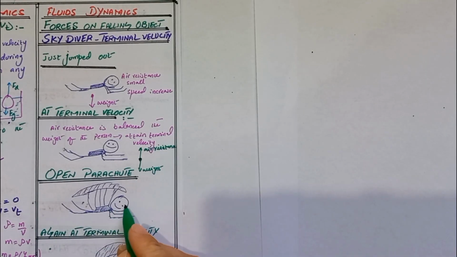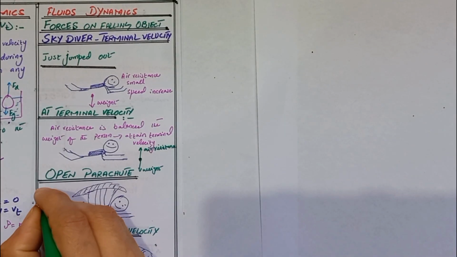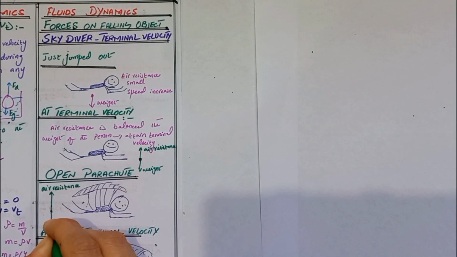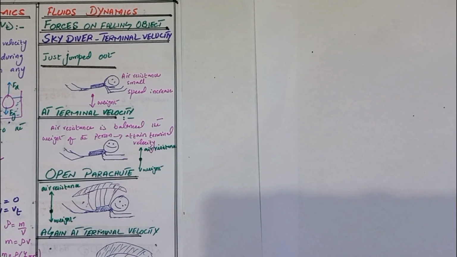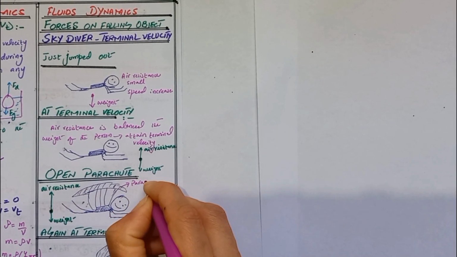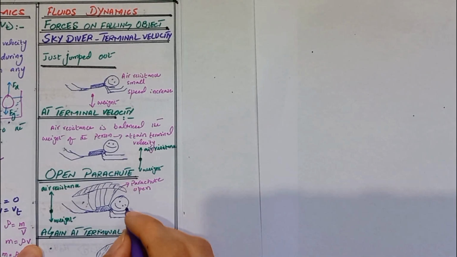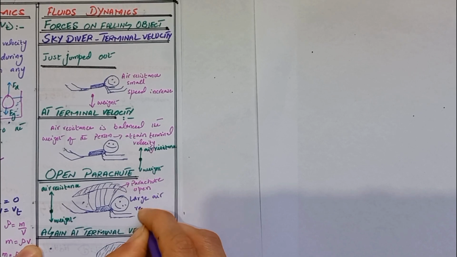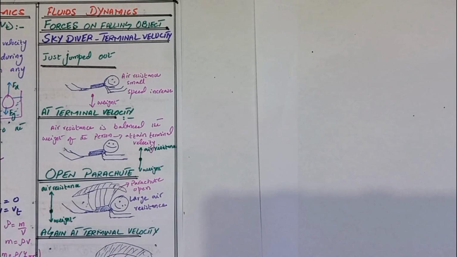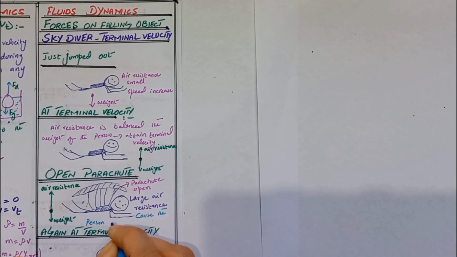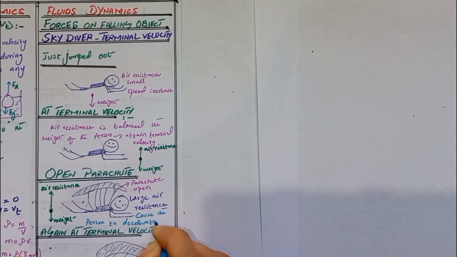When the parachute is opened, air resistance increases and the net force becomes smaller. So here we write: this is where the parachute opens. When the parachute is open, large air resistance causes the person to decelerate.